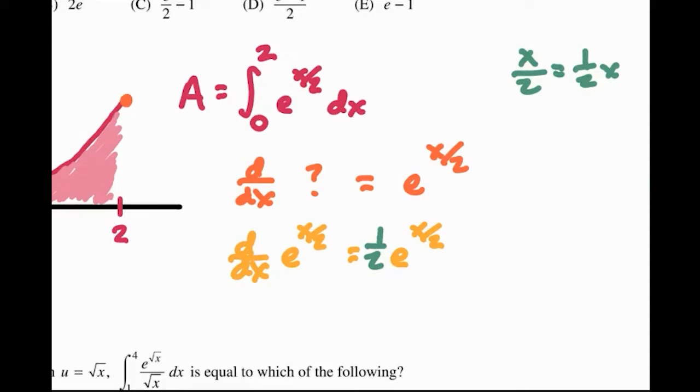Oh, did he actually write the final answer in the chat? Did he write 2e to the x over 2? Okay, that is correct. Very good, Charlie.